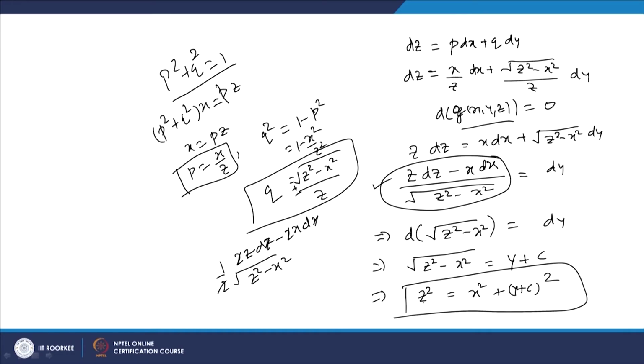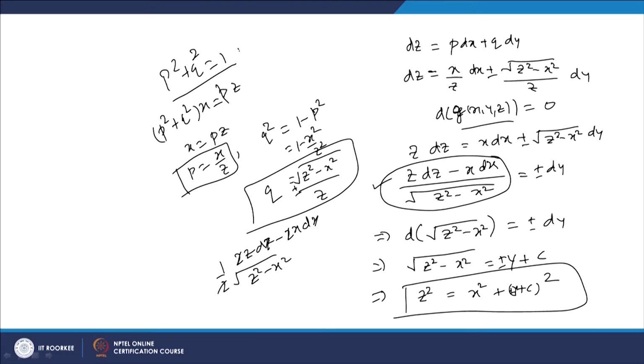So, we have obtained a solution z square equal to x square plus y plus c whole square, and please note down here that I have taken only the plus value, that is q equal to under root z square minus x square upon z. So, here I have taken only the plus value. If you take the negative sign, I can write plus minus here, and here you can write plus minus here. So, that is the only change when you consider both the signs.